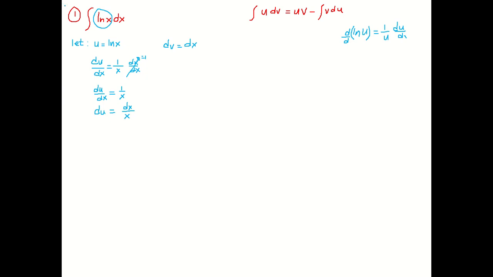Then we have here dv equal to dx. Now, if you are going to integrate dv, so derivative of v, and then you integrate that one, so what will happen?